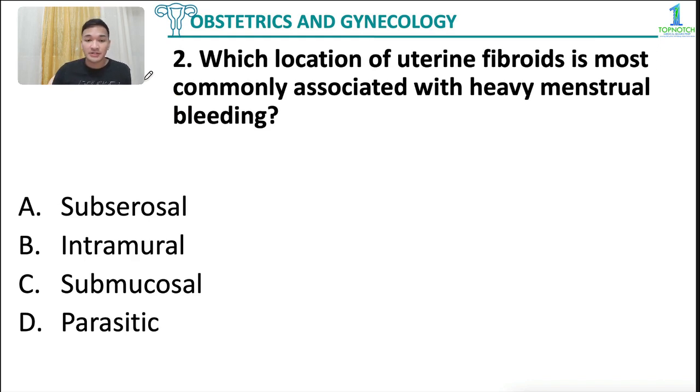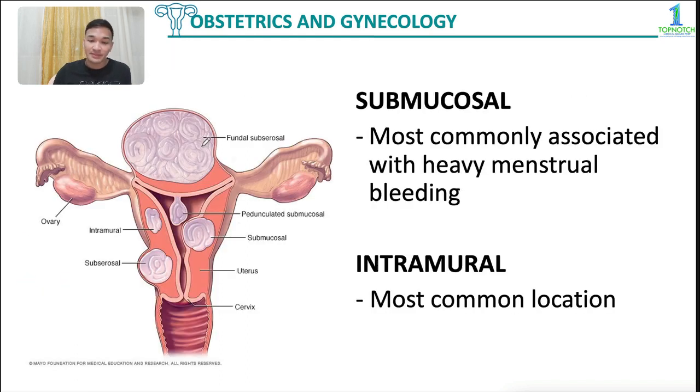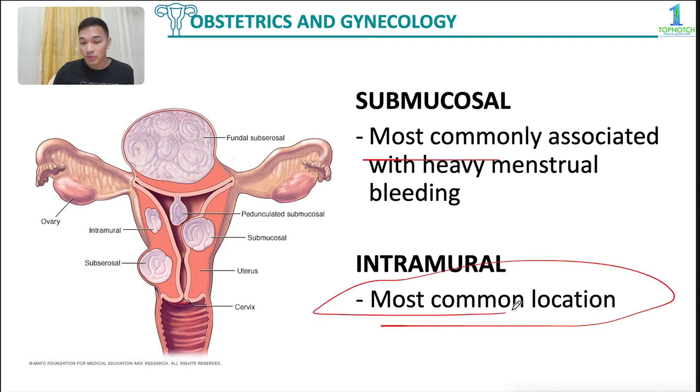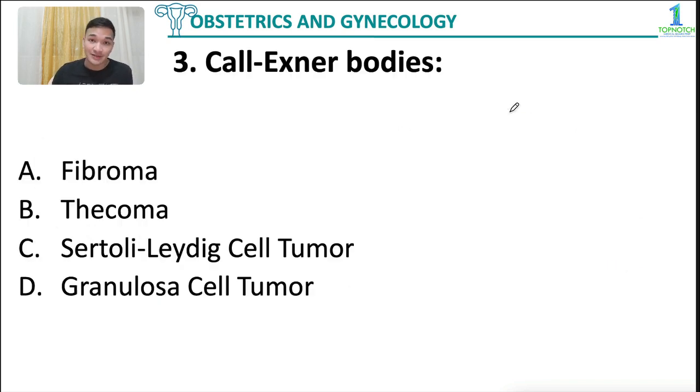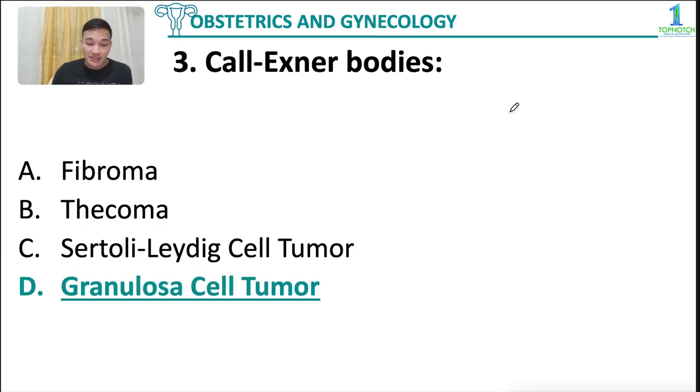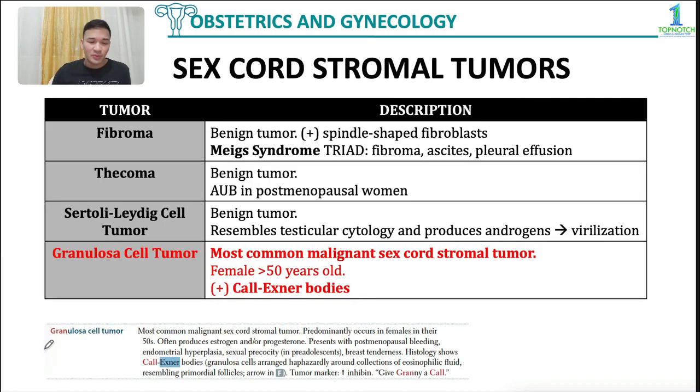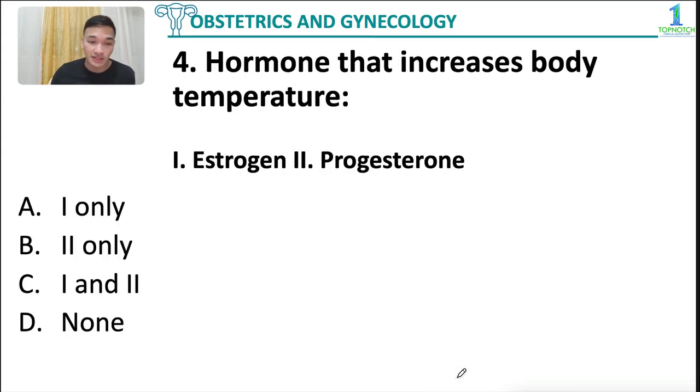Number two, which location of uterine fibroids is most commonly associated with heavy menstrual bleeding? That's submucosal. Okay. But the most common location is intramural. But the one that is commonly associated with heavy menstrual bleeding is submucosal. Okay. Call-Exner bodies is associated with granulosa cell tumor. So the way I would remember that is using this mnemonic from First Aid. Ang granulosa cell tumor is associated with Call-Exner bodies. Give granny a call, no? Kasi granulosa, Call-Exner. Give granny a call daw.